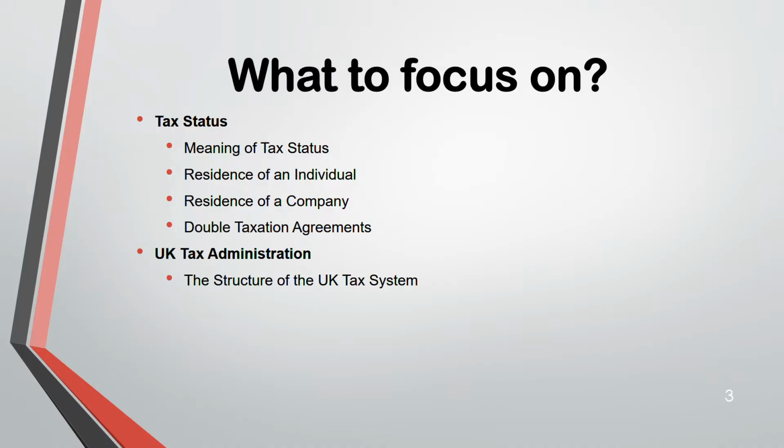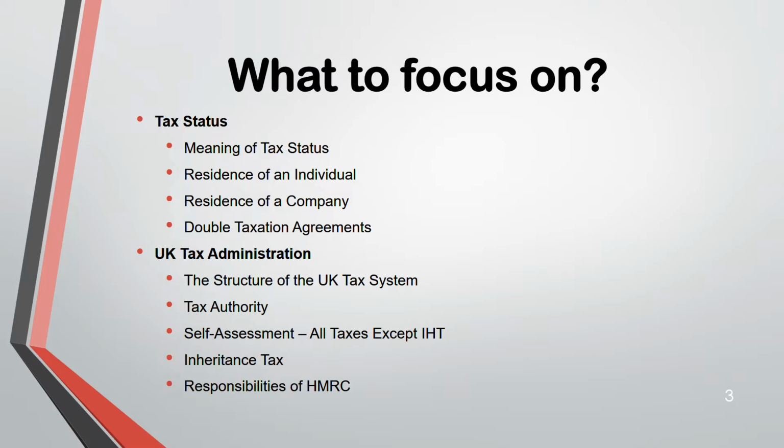What is the structure of the UK tax system? What is the tax authority? Self-assessment. How do you assess? See, all the taxes are self-assessment, done by you. You calculate your own income tax. The exception is inheritance tax. Okay. Then responsibilities to HMRC.